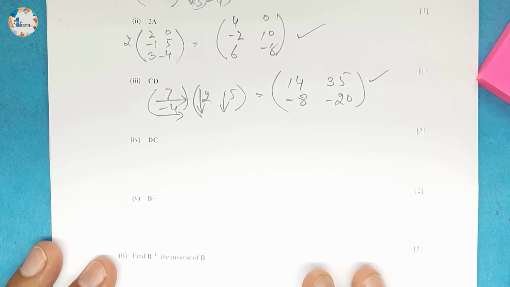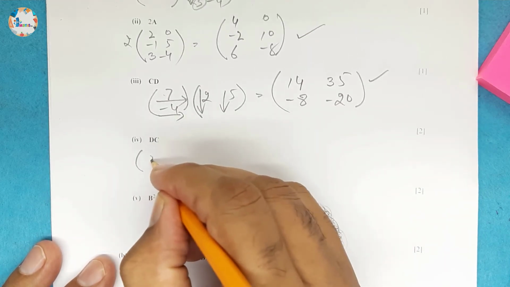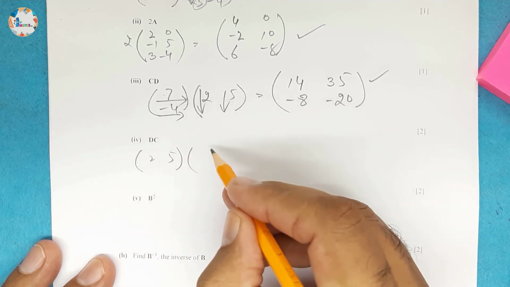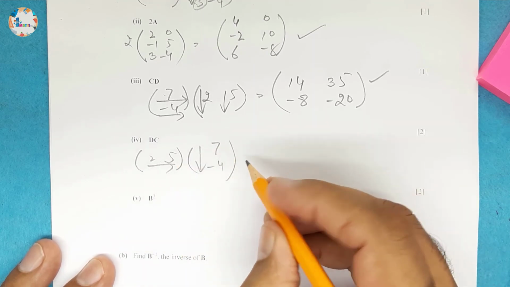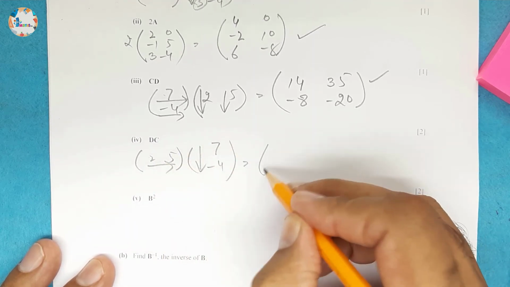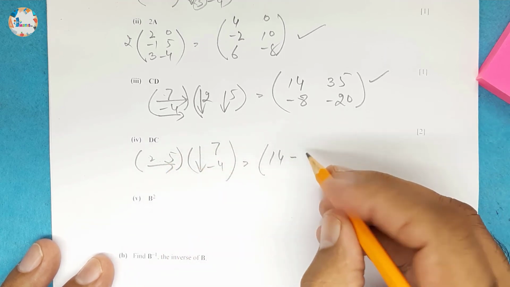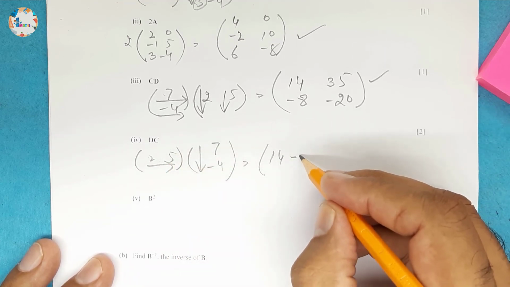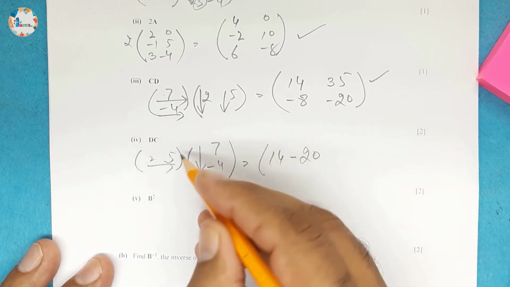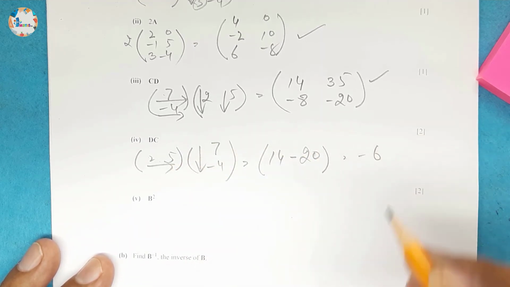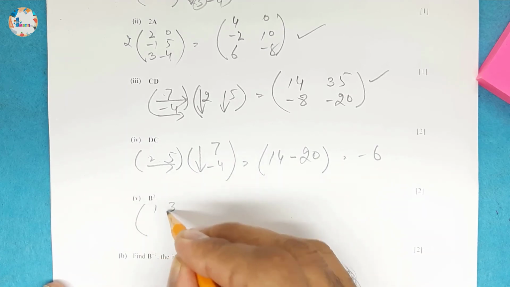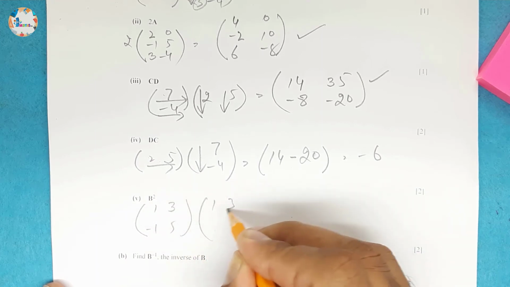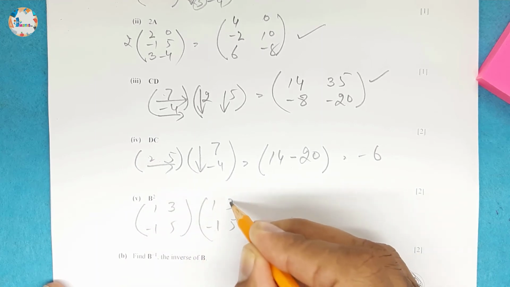Now part 4, DC. D is provided, which is 2 and 5, and C is provided, 7 and minus 4. So this first row, first column, so this will be equal to 2 into 7 will be 14, minus this into this will be basically 20, minus 20. This will be minus 6. Then B squared will be B into B. So 1, 3, minus 1 and 5 into 1, 3, minus 1 and 5.